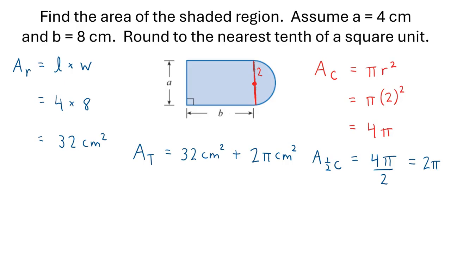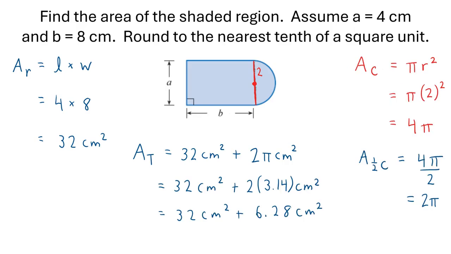Now, because our instructions say to round to the nearest tenth of a square unit, we're going to plug in 3.14 for pi. That gives us 32 centimeters squared plus 2 times 3.14, which is 6.28 centimeters squared. And when we add 32 to 6.28 and round to the nearest tenth of a square unit, we get 38.3 square centimeters for the total area of this object.